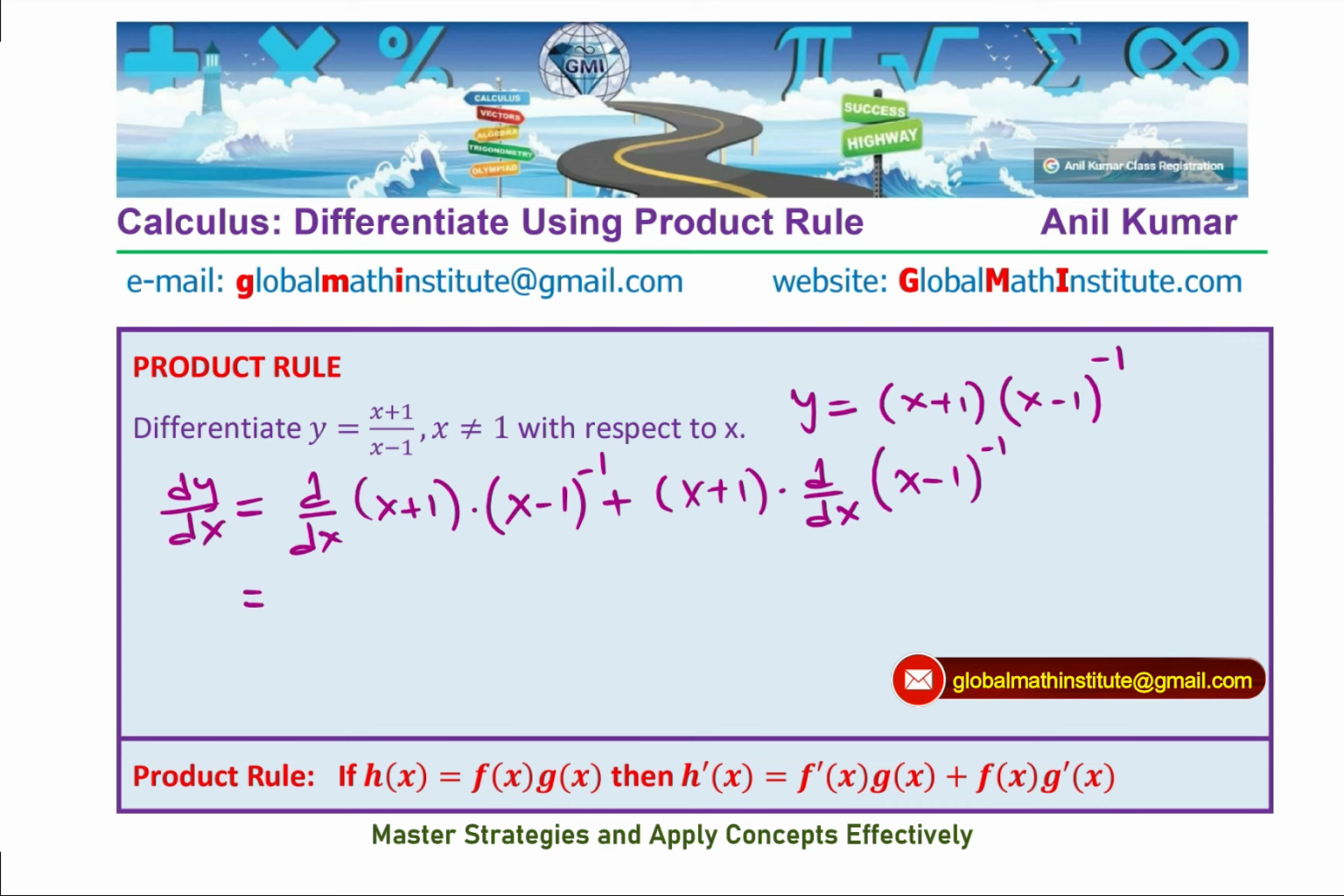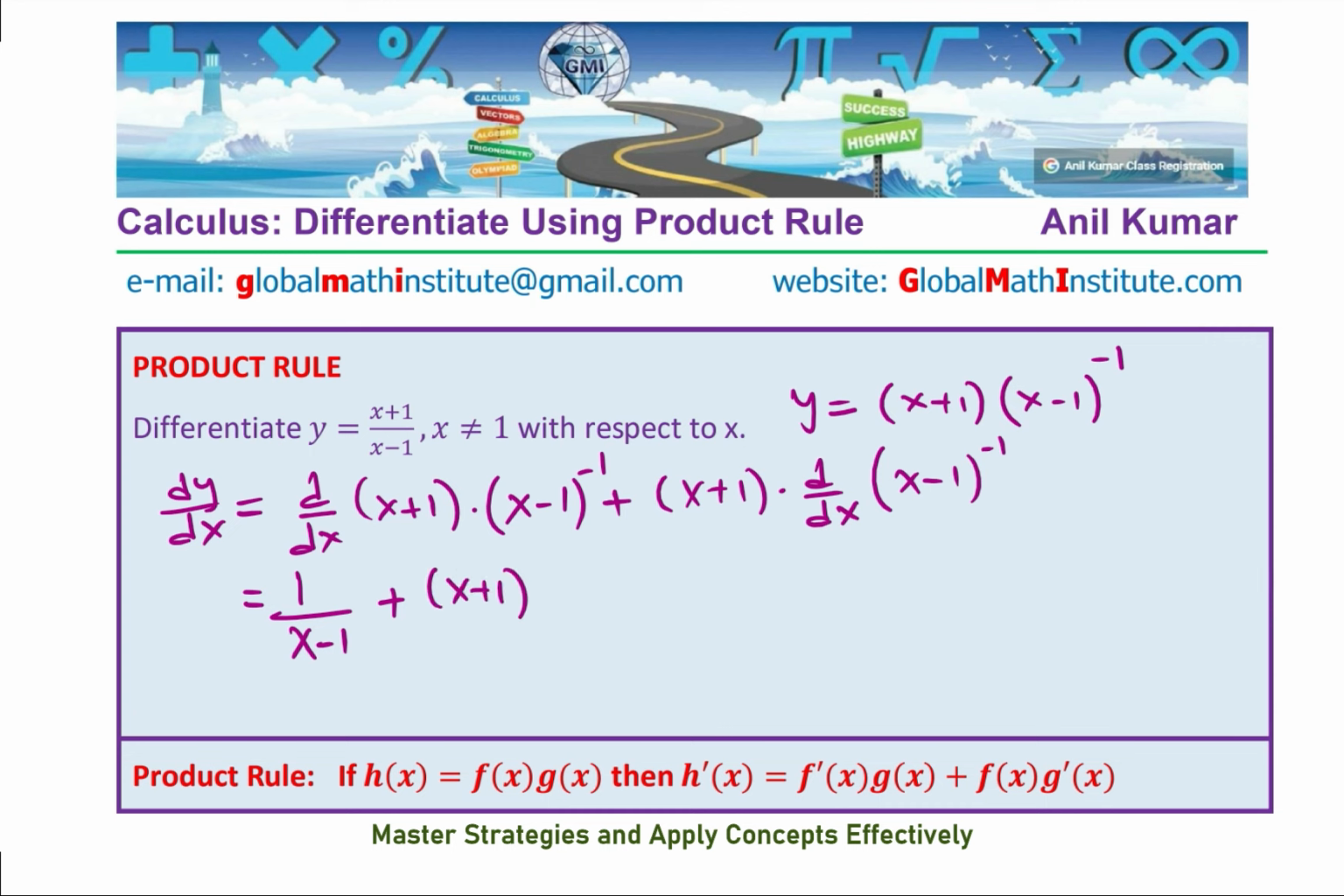Derivative of x plus 1 is 1. And here we have (x minus 1) to the power of minus 1. Let's write like this. And in this case, we have plus (x plus 1) times the derivative, which is minus 1 times (x minus 1) to the power of minus 2, correct? Now, out of these, we can take 1 over (x minus 1) whole squared as common.